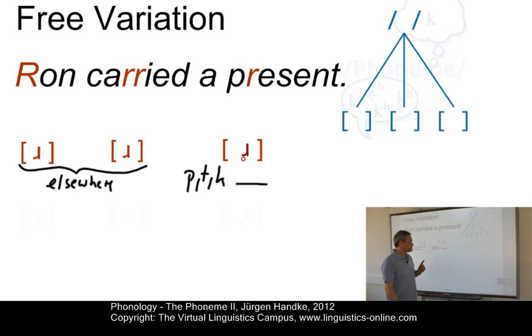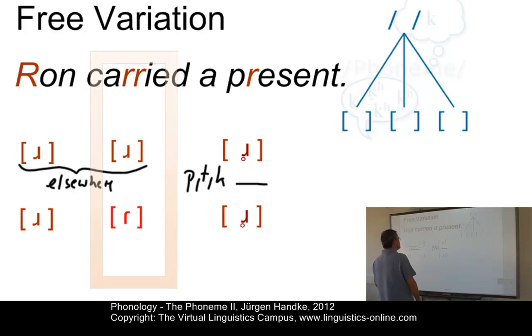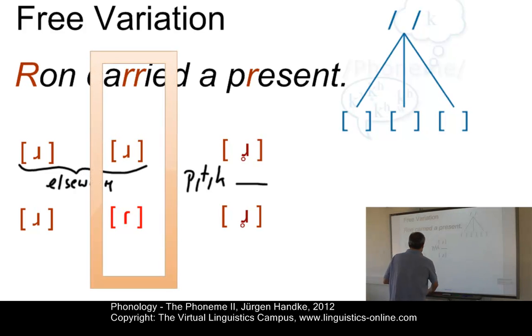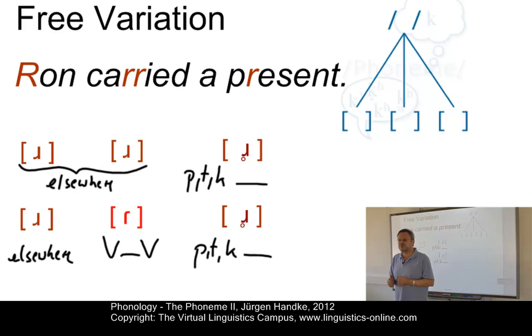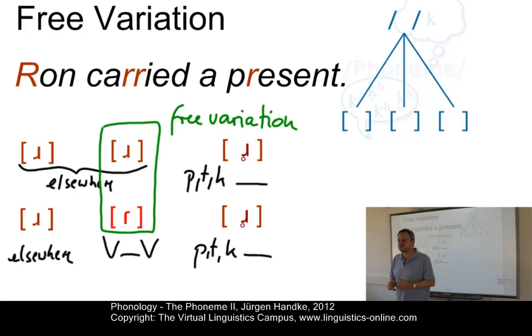Well, that's not the end of the story, because especially in British English, there's a variant. In run, we would always use the alveolar approximant, but between vowels, here in this context, we could optionally use the alveolar flap, as in carry. So we could say Ron carried a present. This phenomenon is referred to as free variation. Free variation is normally bound to particular contexts.